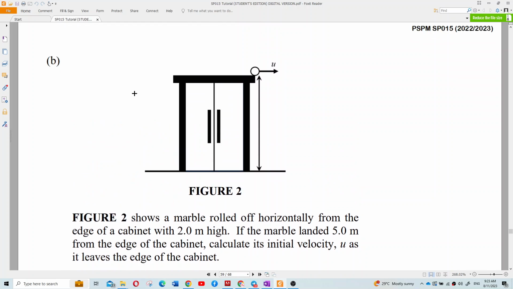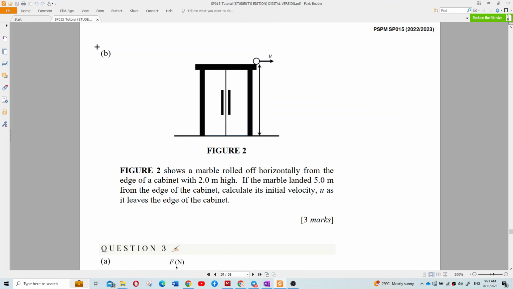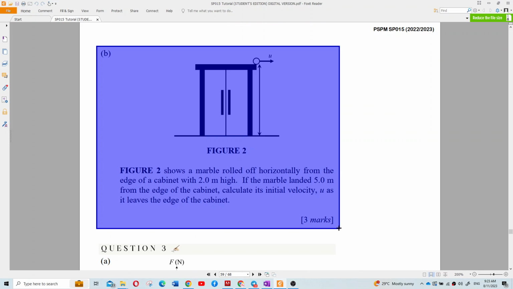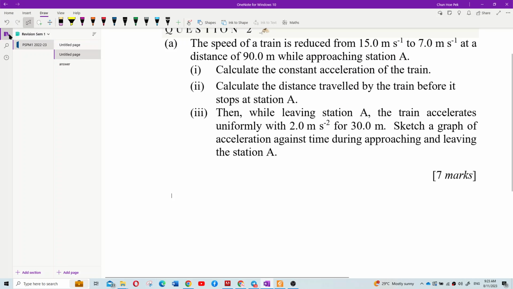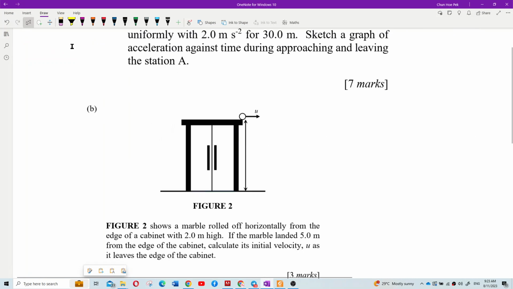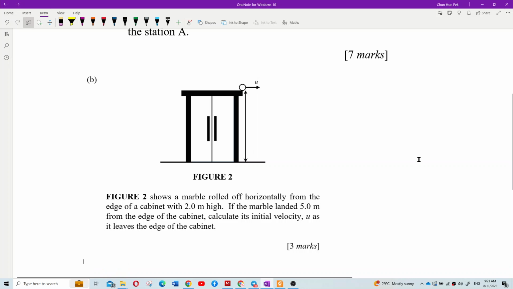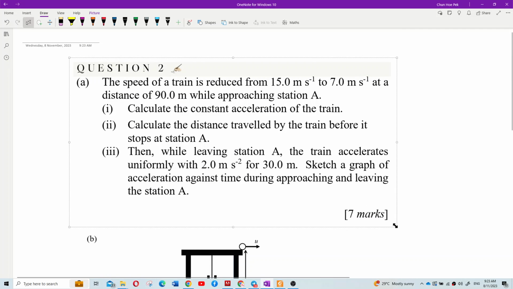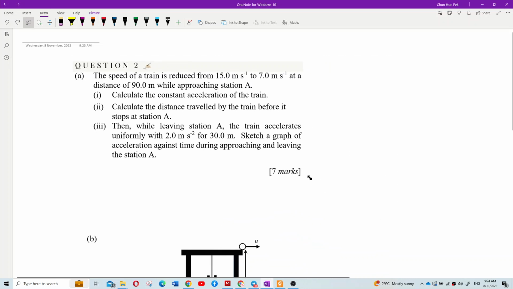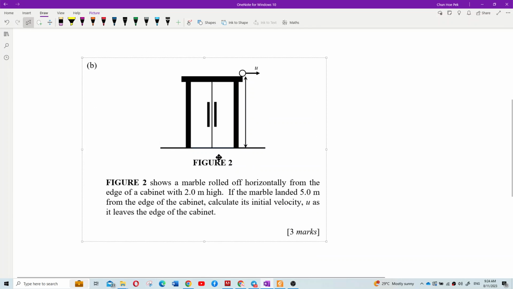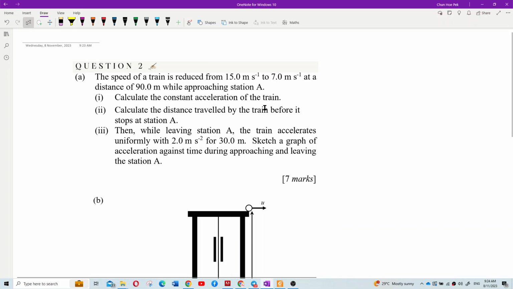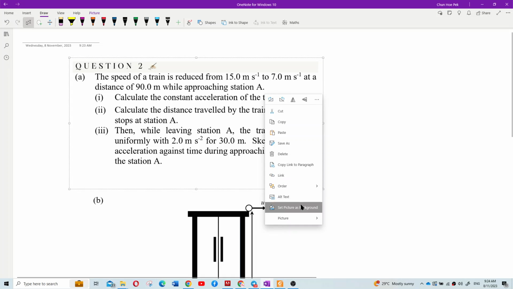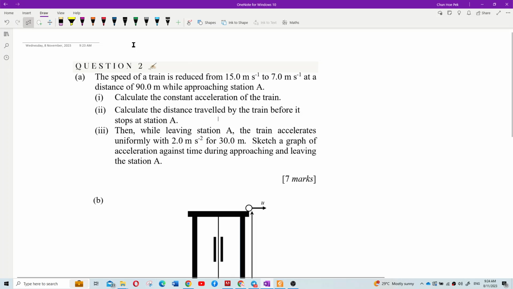Also we have this one. Okay, so let's try this one.